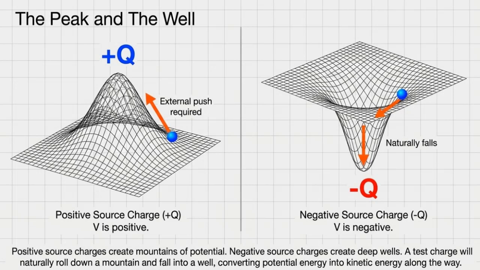As it moves down the well, the potential energy decreases and converts into kinetic energy, much like rolling down a hill. This helps us understand how charges influence the movement of other charges in the field based on the shape of the potential they create.